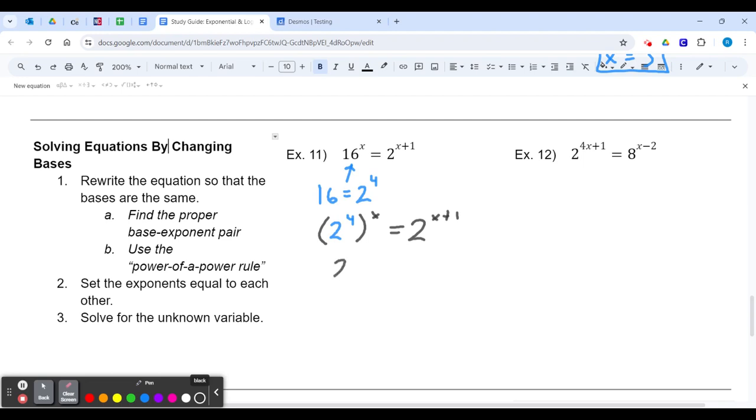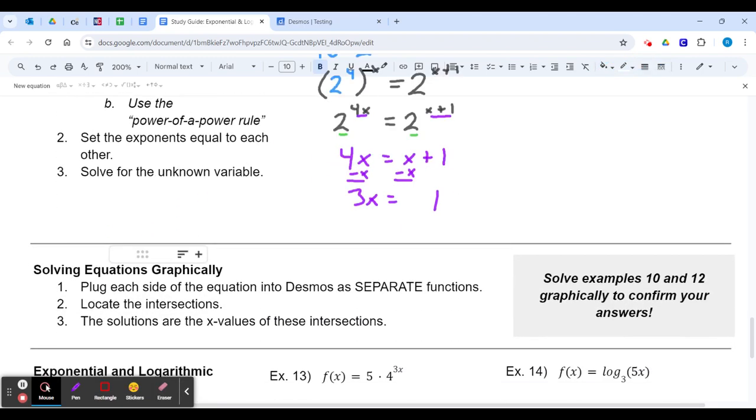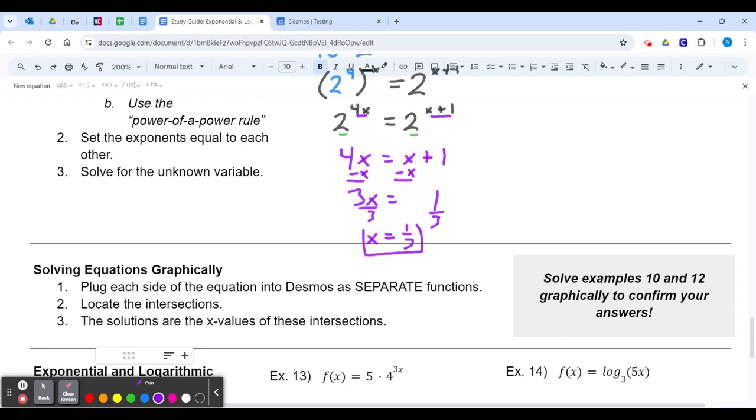And then that gives me a problem where I can simplify these exponents with the power rule. I have 2 to the 4x equals 2 to the x plus 1. And hey, we now have a situation where my bases are exactly the same. The 2 and the 2 are exactly the same. So we can just equate these exponents together. We have 4x equals x plus 1. So now I can subtract an x, get all these like terms combined. I get 3x equals 1. And lastly, I can divide by 3 here and get x equals 1/3 as my answer.